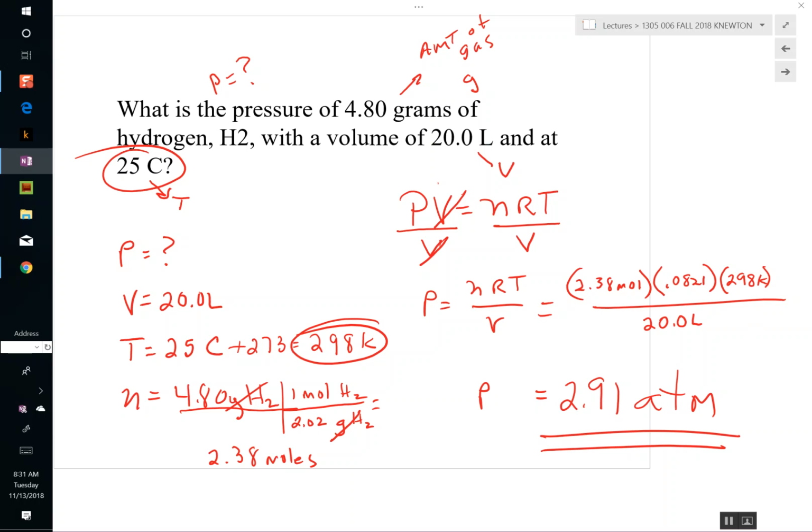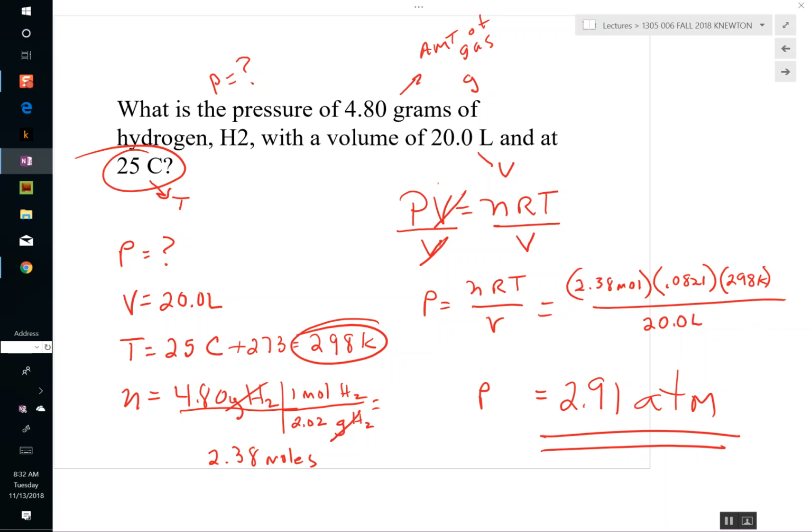P1V1 equals P2V2. So these kinds of problems, the only thing you see in the problem is pressure and volumes. This is a limited law, Boyle's law. You can't deal with the amount of the gas or the temperature of the gas. It's saying those aren't changing. If you don't change those, then I can tell you how pressure and volume relate to one another.